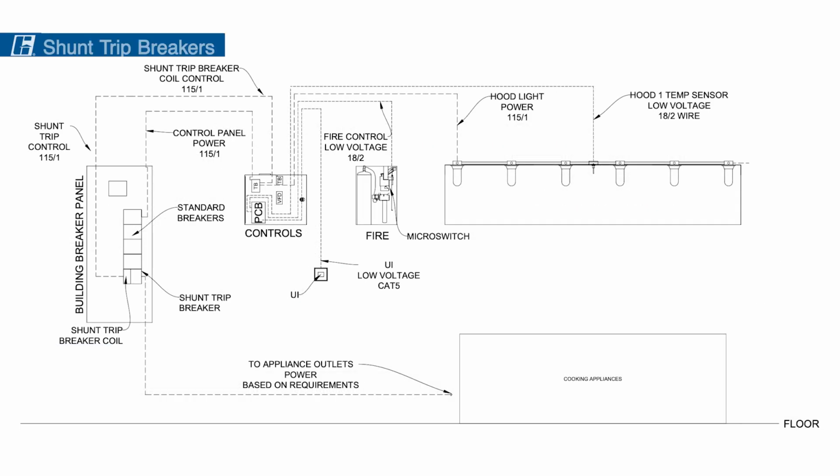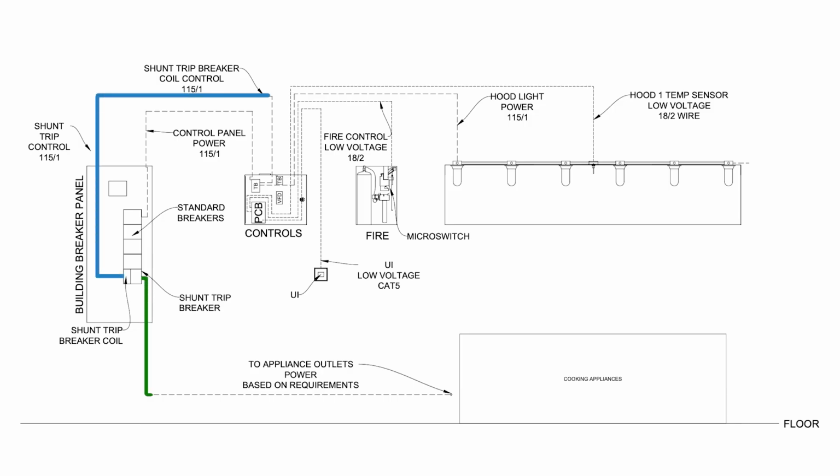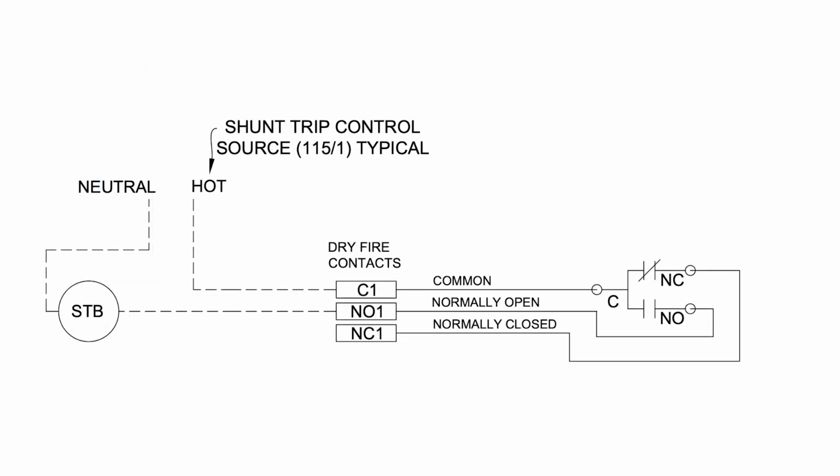For wiring in a single shunt trip breaker, typically shunt coils require power to then trip or shunt the breaker. For this, we would need a power source that matches the coil's needs, typically 120 volts AC. And then we can wire up the coil just like a light bulb off a light switch. In this analogy, the control panel dry fire contacts are the switch.